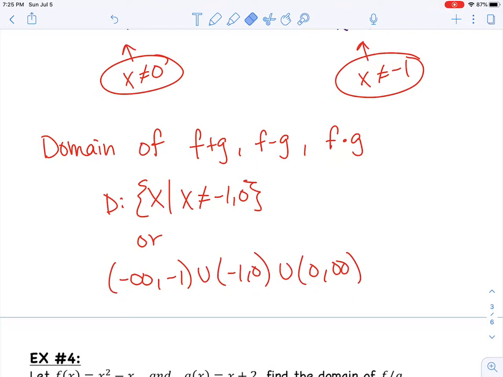Or I can say my domain for the combined functions f plus g, f minus g, f times g is -infinity to -1, -1 to 0, and then again from 0 to infinity, making sure not to include those two numbers though in my domain. Again, if there are restrictions in the individual domains, there are also restrictions in their domains combined.